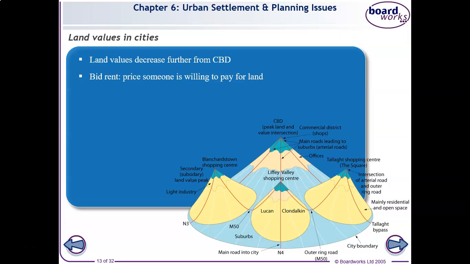So the bid rent in the CBD, if I wanted to buy a building and rent it out to a shop, I'm going to pay a lot more money to buy a building on Grafton Street than I am on Dunshaughlin Street, Main Street, okay? And then obviously the rent that I can charge is going to be substantially more.